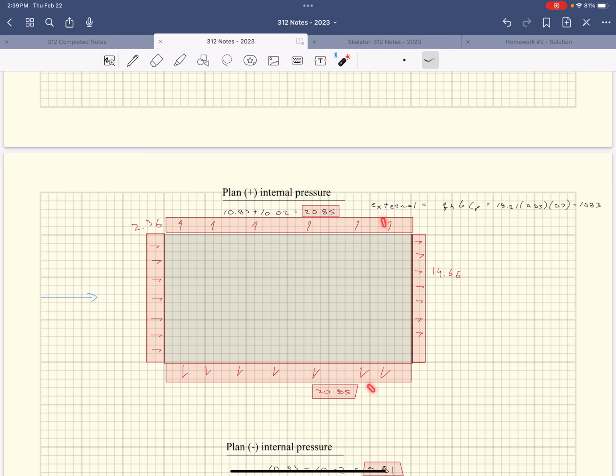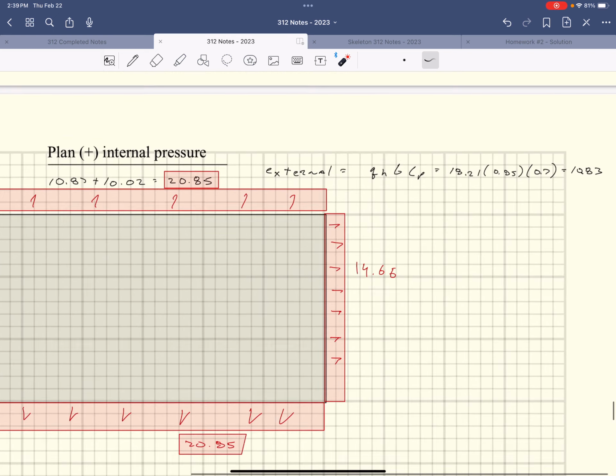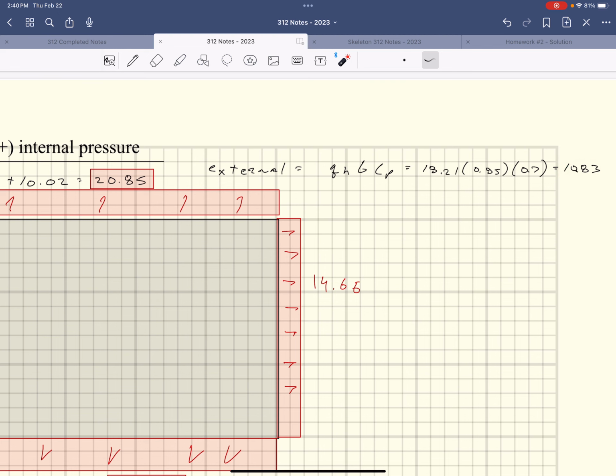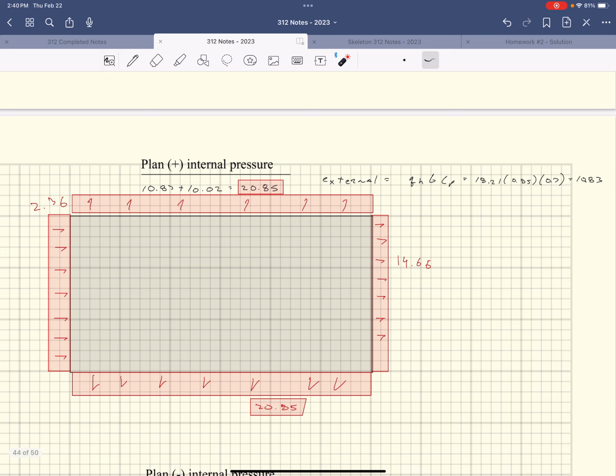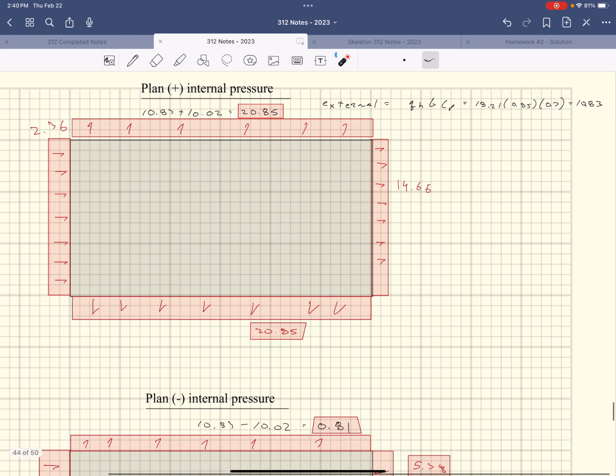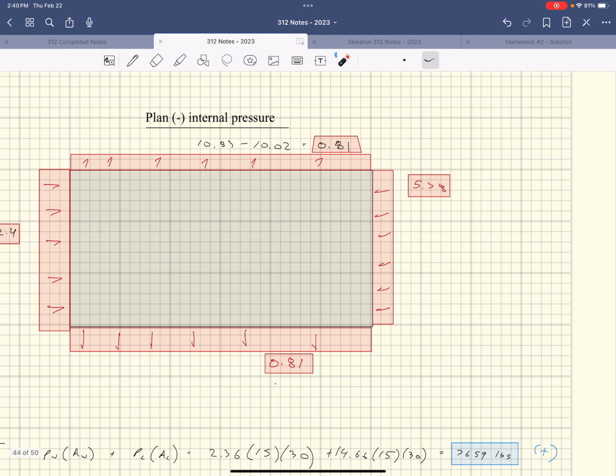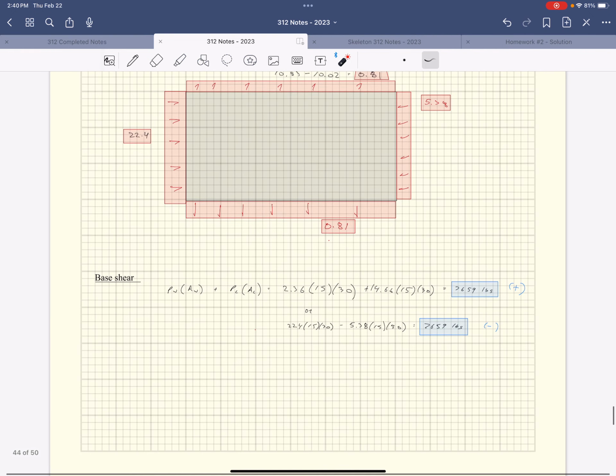And then to the sides over here, that's just going to be my QHG times CP. CP for sidewalls is 0.7, so we get 10.83 is what that says. Right? And so when you have internal pressure, the side pressure is going to be that 10.83 plus the 10.02, which gives me the 20.85 on the outside. And then you come down here and you have the 10.83 external sidewall pressure, but then you subtract out the internal pressure, and so you get 0.81. So your sidewall pressure is 0.81. Okay? And that's kind of where we left off.